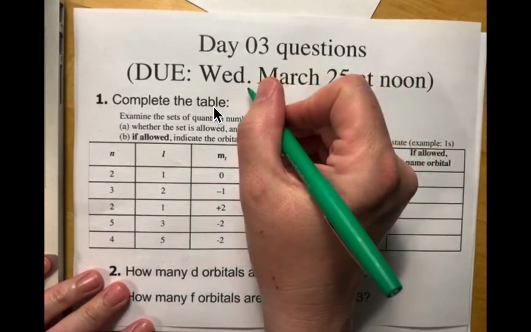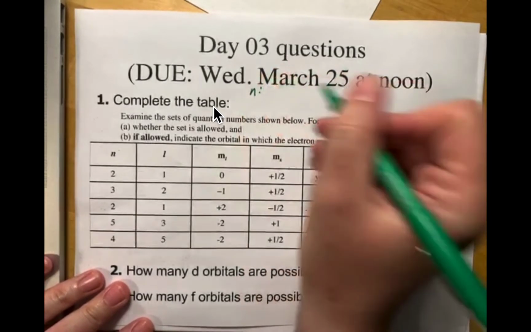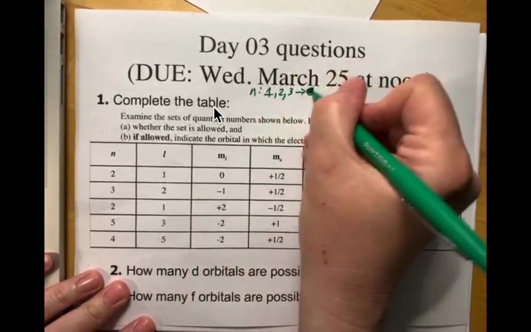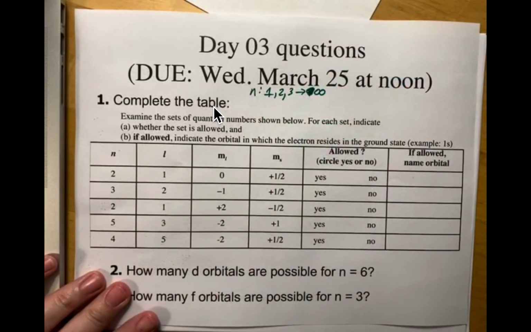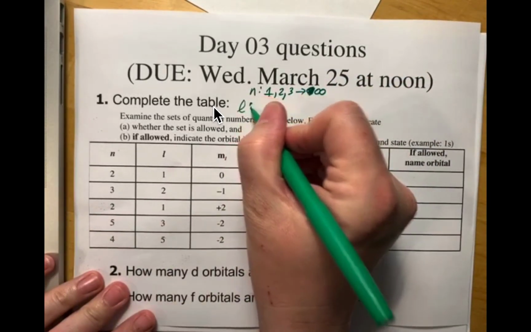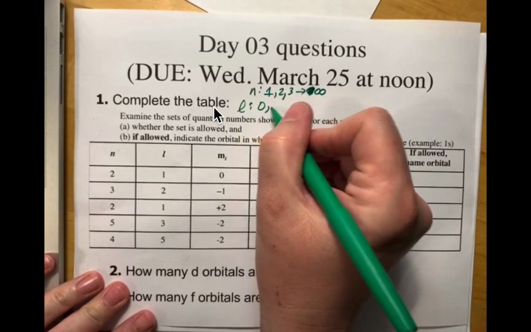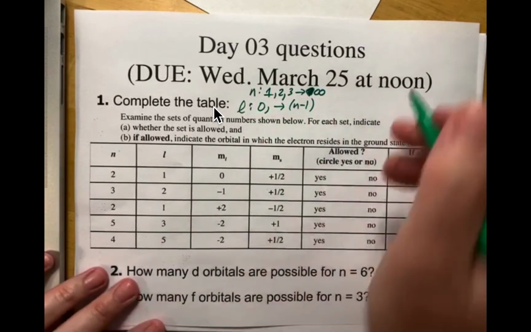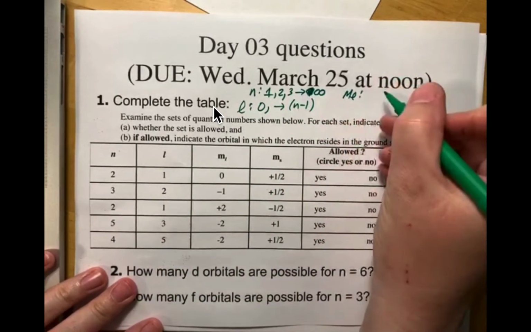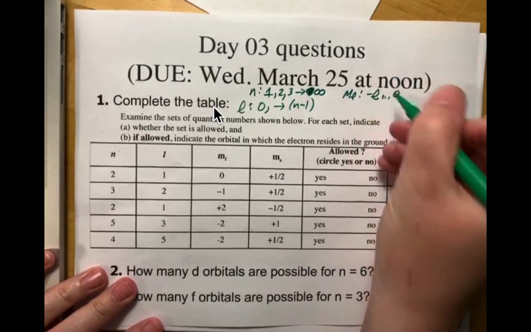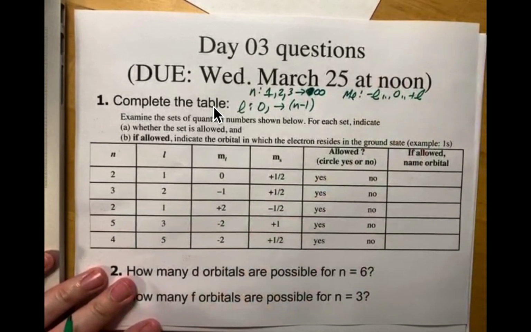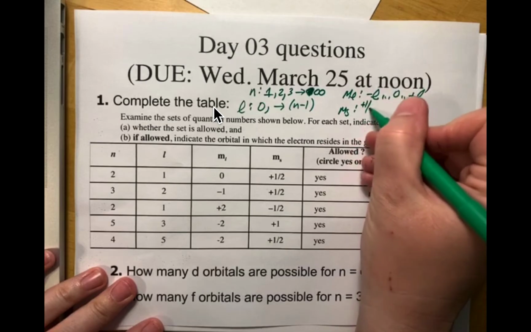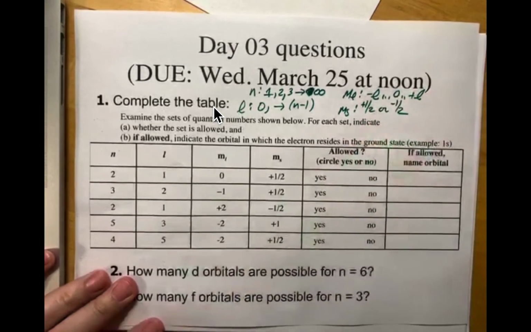I'll write the rules that we have here. So n can have values from 1 all the way to infinity. Integer values from 1 to infinity. L has values from 0 all the way up to n minus 1, determined by whatever the current n value is. M sub L has values from minus L through 0 to plus L. And then M sub S has values of plus 1/2 or minus 1/2.